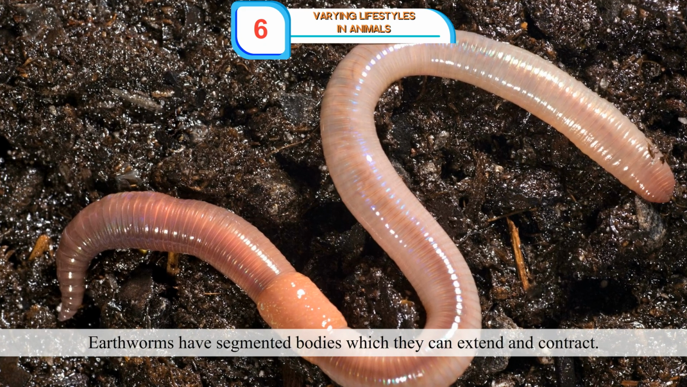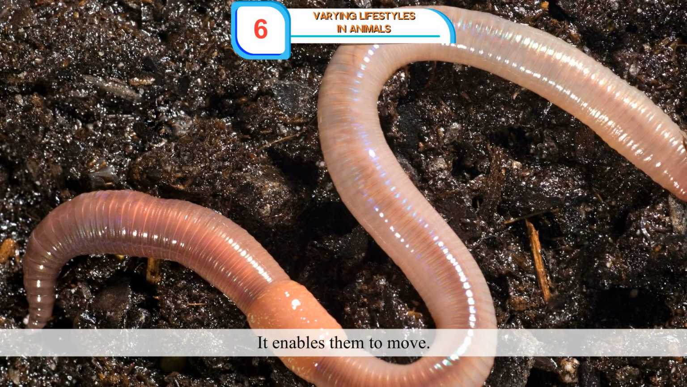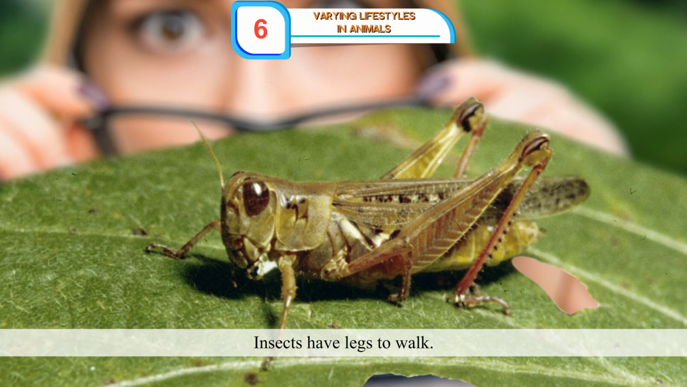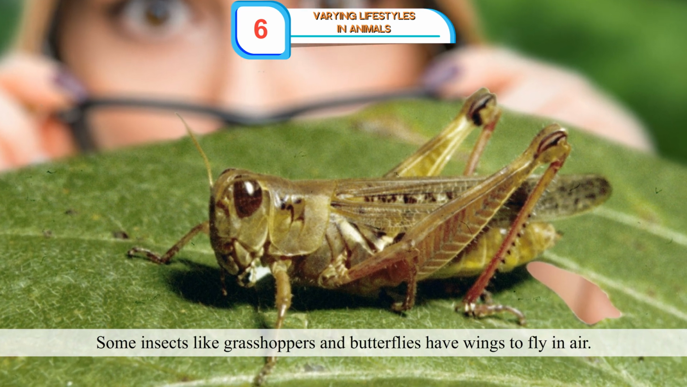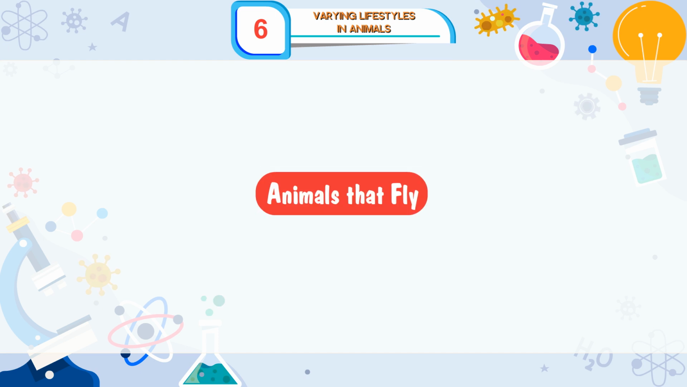Earthworms have segmented bodies which they can extend and contract. It enables them to move. Insects have legs to walk. Some insects like grasshoppers and butterflies have wings to fly in air.